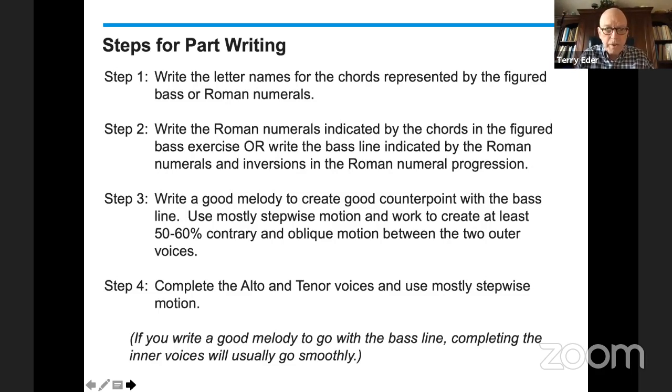Step 3, of course, is writing that melody. Write a good melody to create good counterpoint with the bass line. And think about 50 to 60% contrary and oblique motion. I didn't count that up on the melodies we just looked at, but I'm telling you that it was 50 to 60% at least in every one of those 3 melodies. And you can look back and check that. But finally, we're going to complete the alto and tenor voices, and we want to use mostly stepwise motion with those 2 voices. And that will usually go smoothly if you've written a good melody.